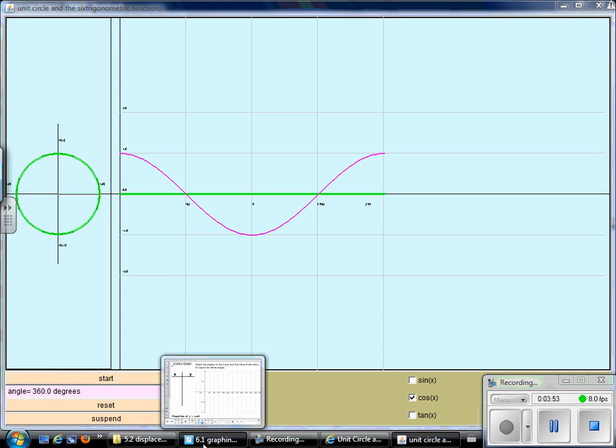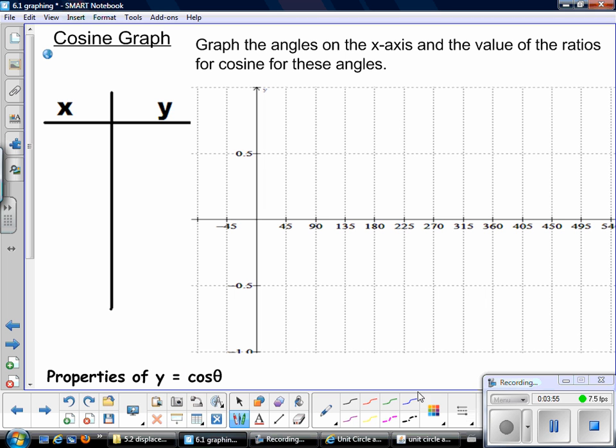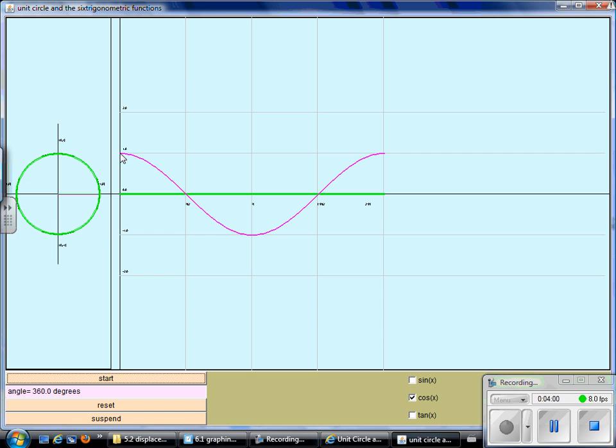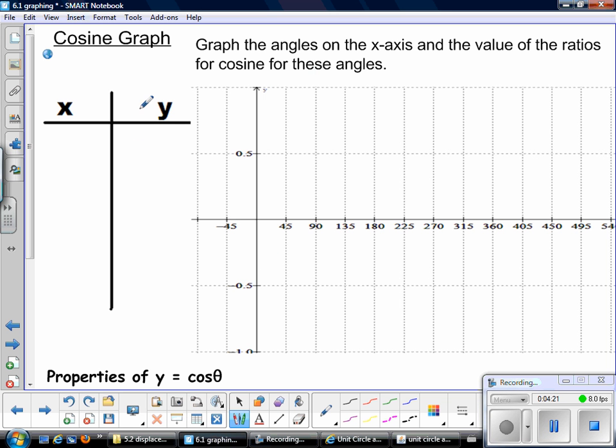So let's go back to our notes again. And again, if we look back at the unit circle, we notice that the important points were at 0 for the theta values, at 90, 180, 270, 360. Notice they're not pointy, they're nice and rounded as well. So that's what we're going to put down in our table of values. So remember that this x is theta.